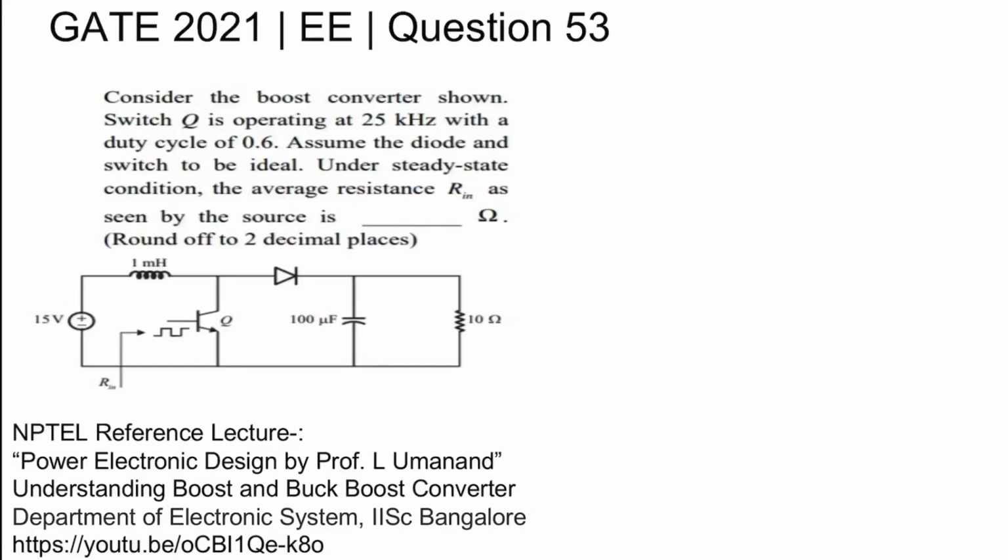This is GATE 2021 electrical question number 53. It is saying consider the boost converter shown with switch Q and operating at 25 kHz with a duty cycle of 0.6. Now under steady state condition, consider the switch to be ideal and the average resistance is asked to be found as seen from the source side. So source impedance is being asked for the boost converter.